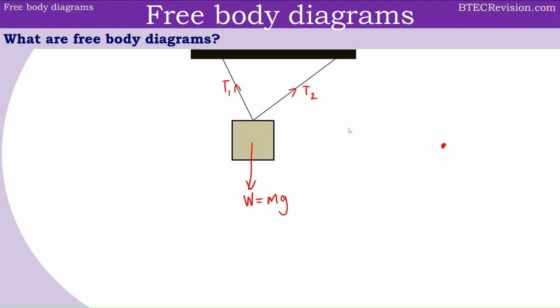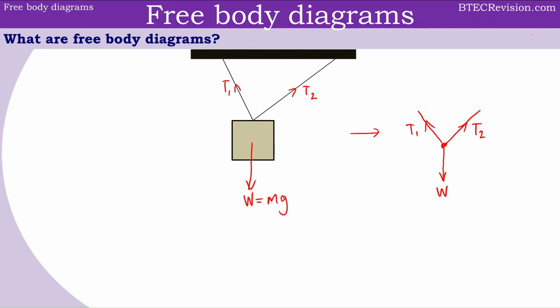To make this diagram clearer, we can draw a dot to represent the mass of the box, which is the center of mass. Then we can draw the forces. So here's our weight. Our tension in the first string we'll write as T1, and the tension in the second string is T2.